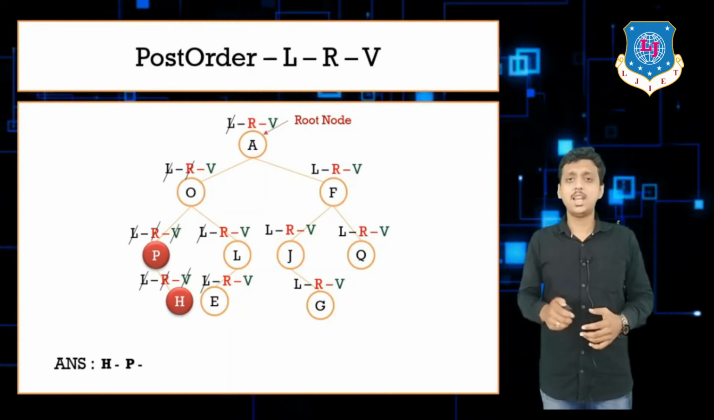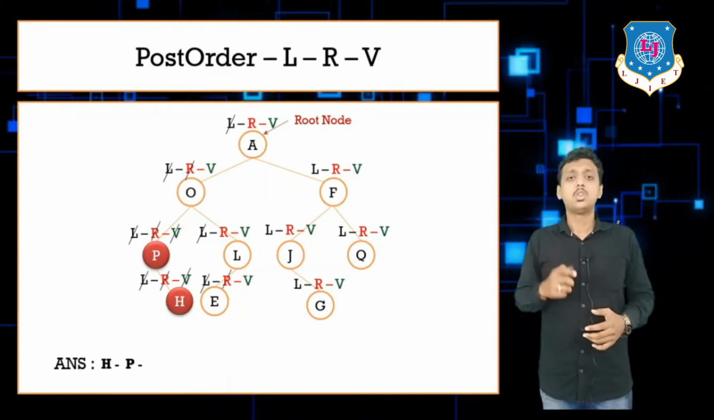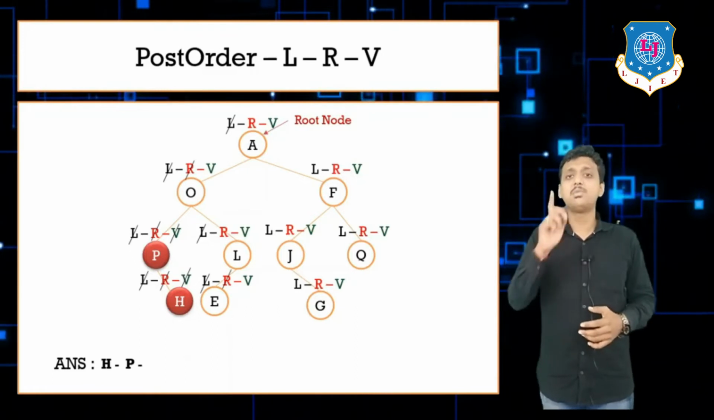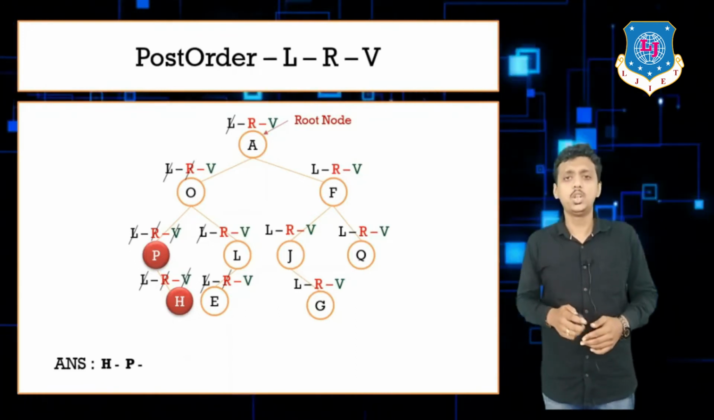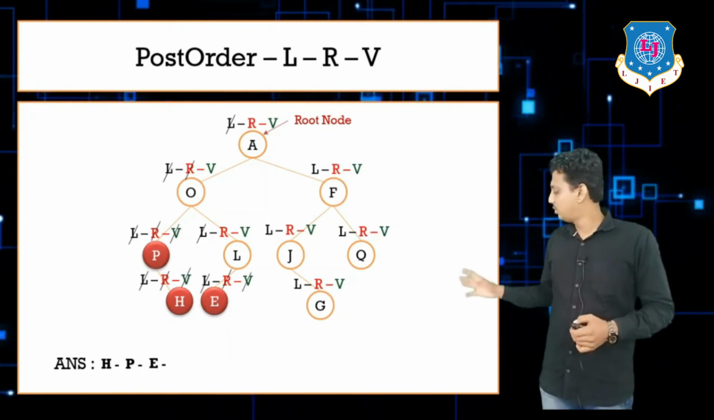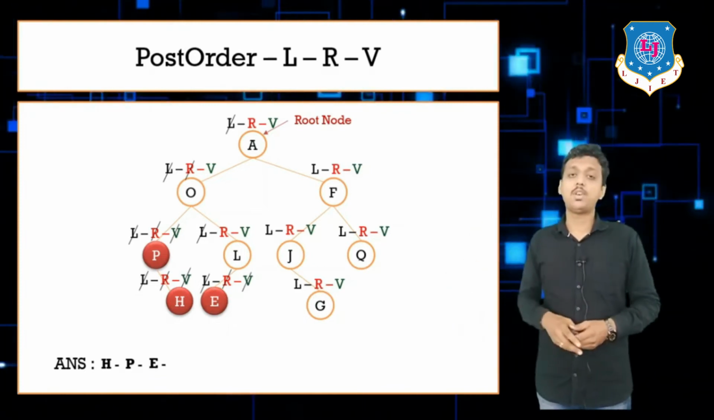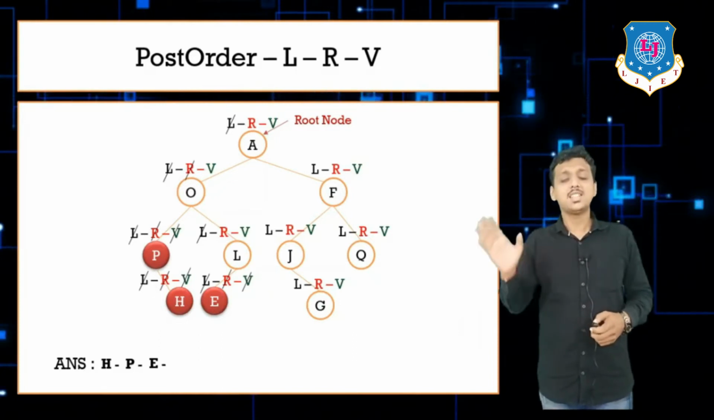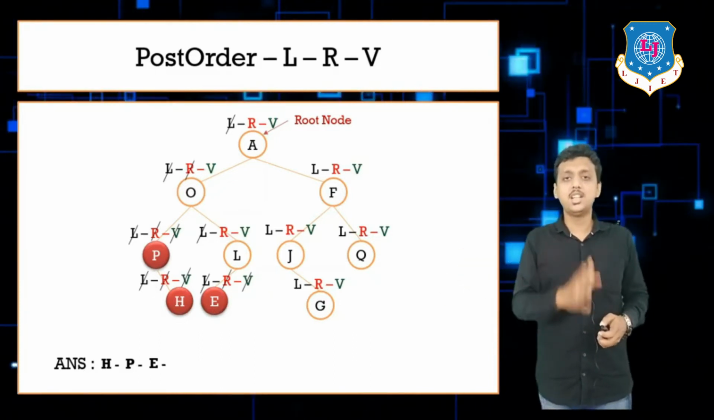So just cut down L, cut down R. Now what operation is still pending? That is V, which means visit the node. So I'm visiting E first, and then writing E in the bucket of answer, and as L, R, V, all three operations are done successfully.